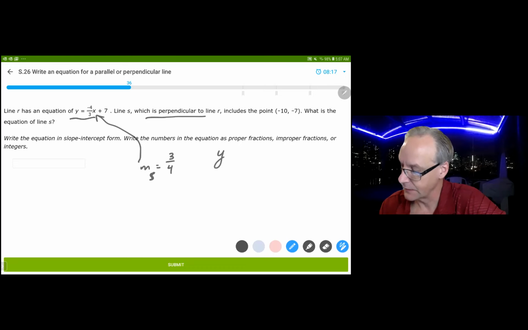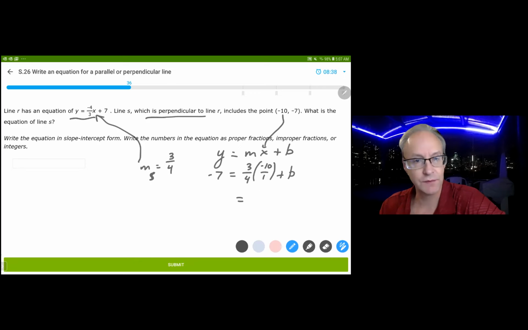So of course, I'm going to write my y equals mx plus b. Going to be tired of hearing that, I imagine. Y is -7. M is 3 over 4. X is my -10 there. And I'm going to have to do a little bit of simplifying here. Not a lot, but I do have to make this -30 over 4. I have to reduce it to -15 over 2.